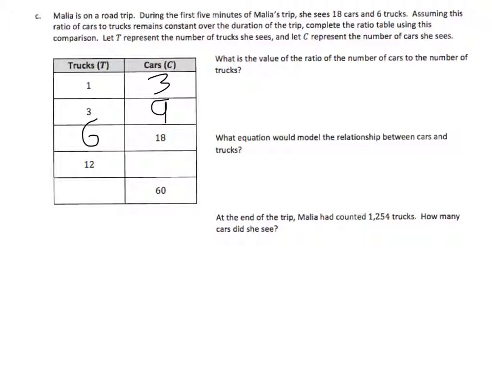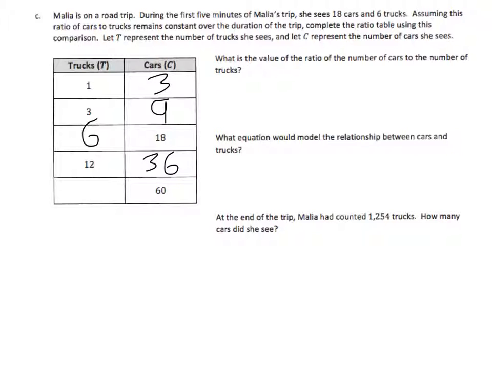Let's fill in the ones that are bigger now. How did I get from 6 to 12? Well, to get from 6 to 12, I doubled. So 18 doubled is 36. And our last one, how did I get from 18 to 60?